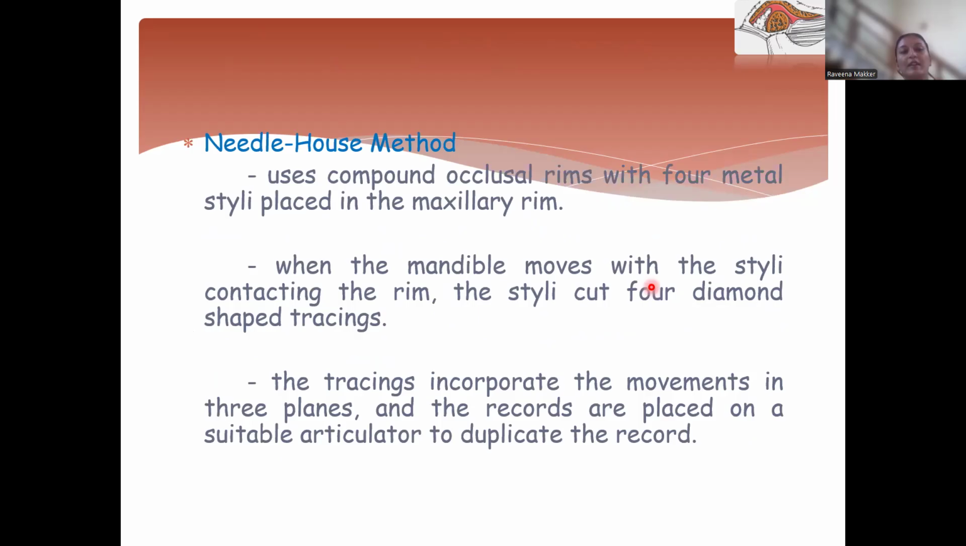Now, first we come on to the Needle House method. This method uses compound occlusal rims with 4 metal styli placed in the maxillary rim. When the mandible moves with the styli contacting the rim, the styli cut 4 diamond-shaped tracings. Now, the tracings incorporate the movements in 3 planes and the records are placed on a suitable articulator to duplicate the record.